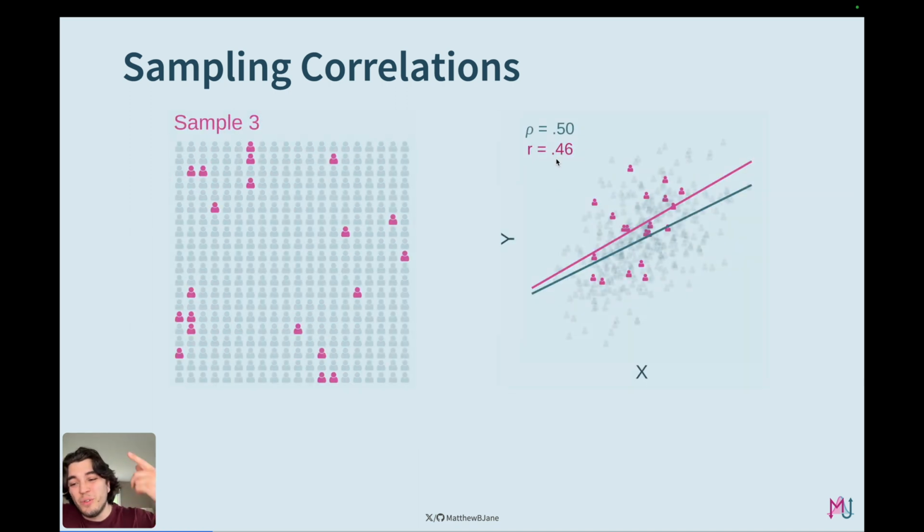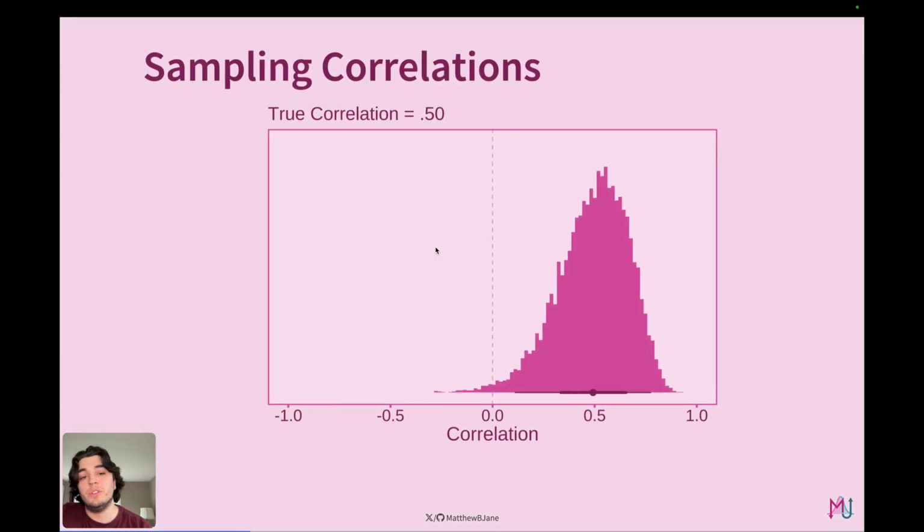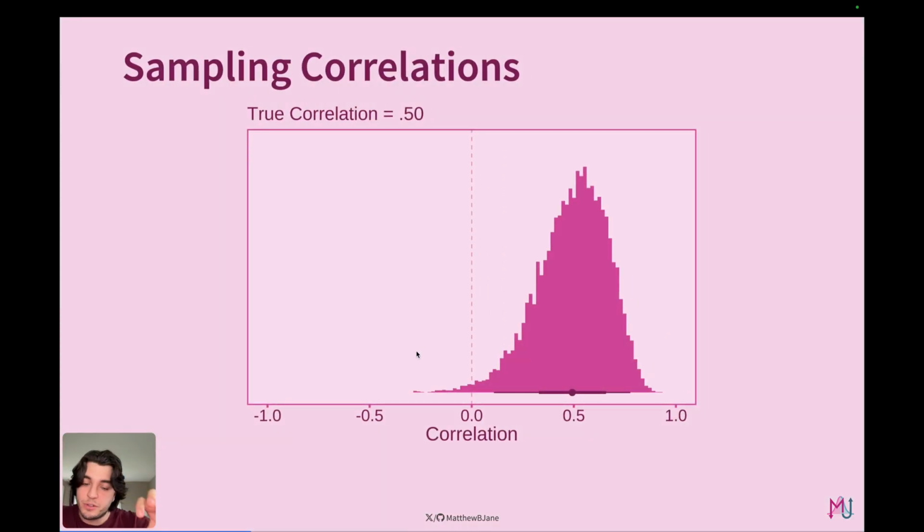And you do this over and over and over again, what you can do is you can construct a sampling distribution of sample correlations. Okay, and if the sample estimator is unbiased, what we'll see is that the average over all these repeated samples will be equal to our true correlation of 0.5. So the little dot here denotes the average.